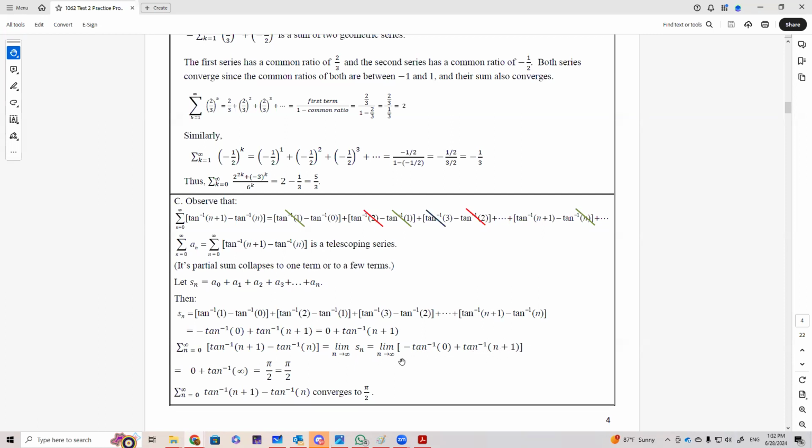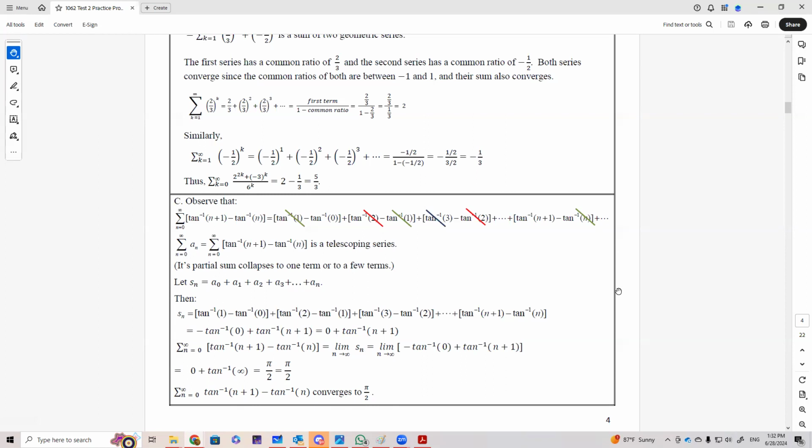When you make n go to infinity, this is tangent to the minus 1 of infinity. And that's precisely pi half. And tangent to the minus 1 of 0 is 0, so we don't have to worry about that one. And it turns out that the whole sum is pi half. Okay, so in this case, this sum is convergent to pi half.